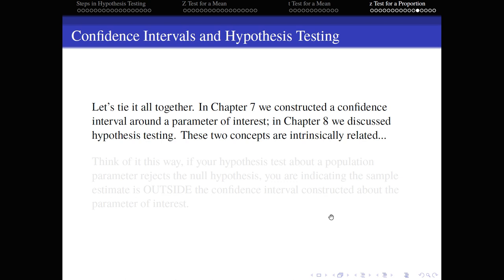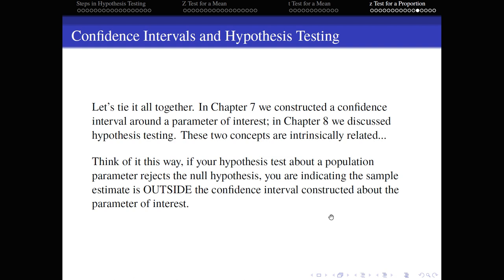All right, so we already talked at the end of Chapter 7 about tying confidence intervals and hypothesis testing together. But now that we've talked about both of them formally, let's talk about this concept more formally. So when we conduct a hypothesis test, the level of significance relates exactly to the level of confidence of our confidence interval.